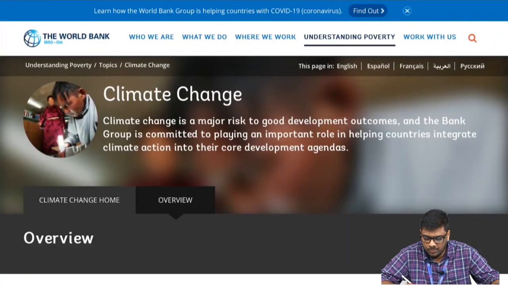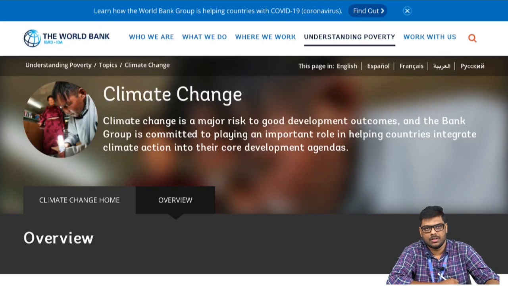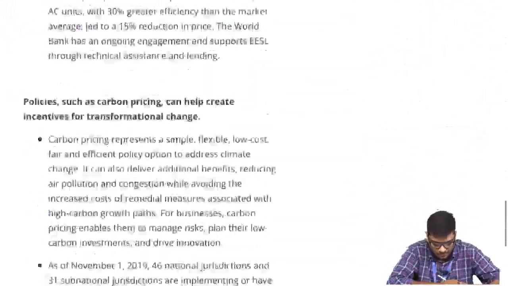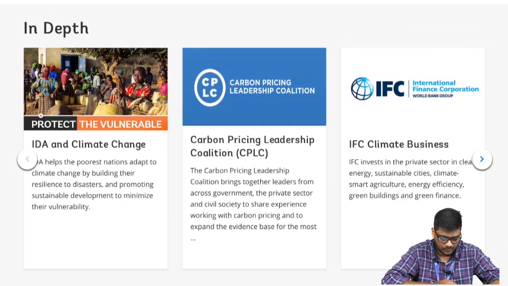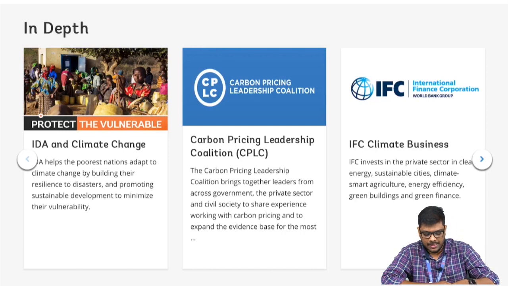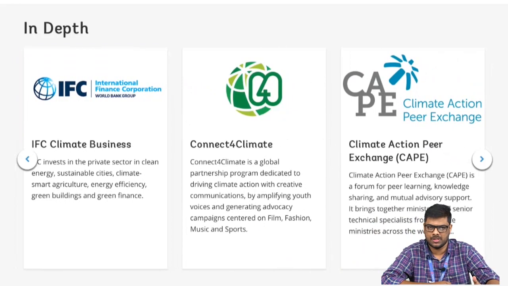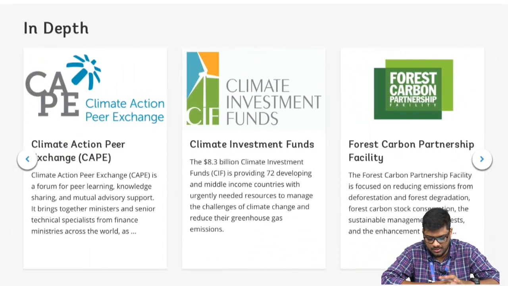Then let me show you one more website finally. So this is the World Bank's homepage. If I scroll down, you can see plenty of initiatives here. Carbon Pricing Leadership Coalition. That can be a question next year. IFC Climate Business. That can be a question next year. Connect for Climate. That can be a question next year. Climate Action Peer Exchange, CAPE. That can be a question next year.